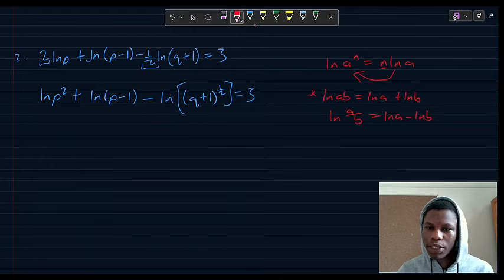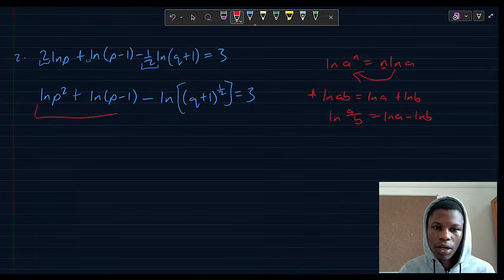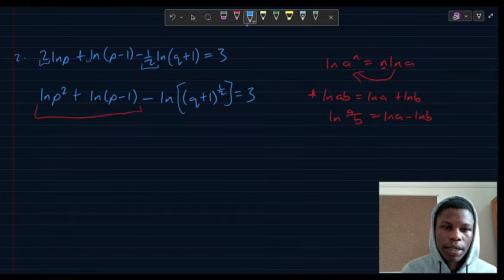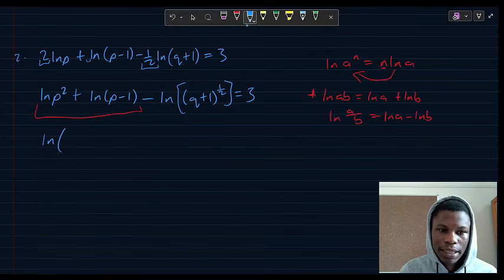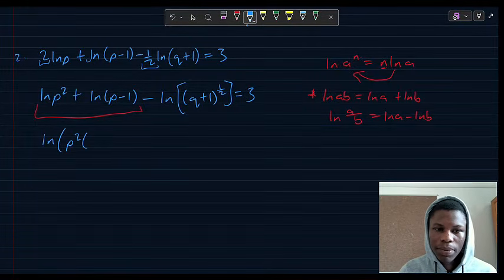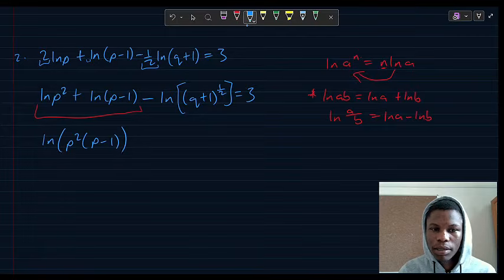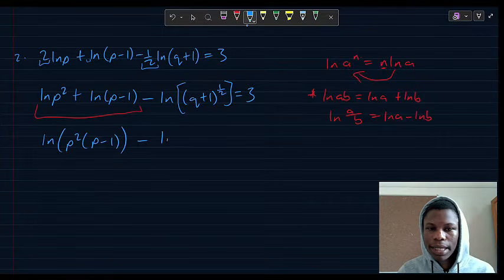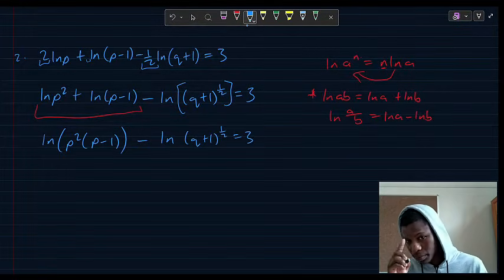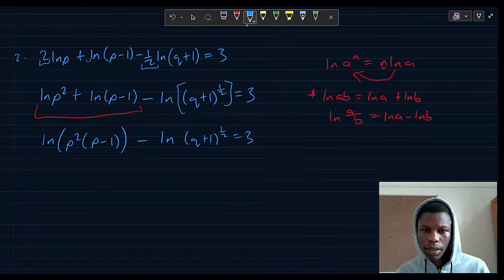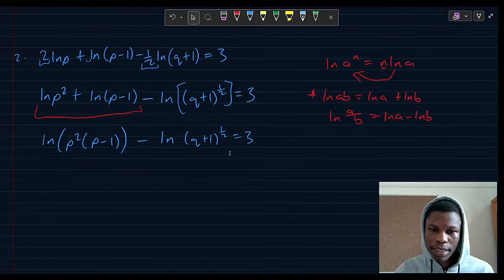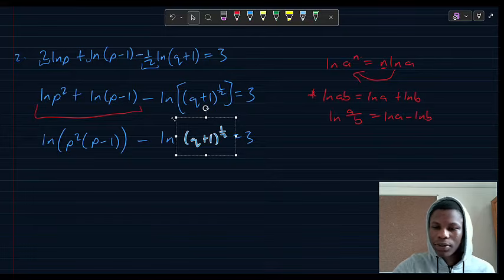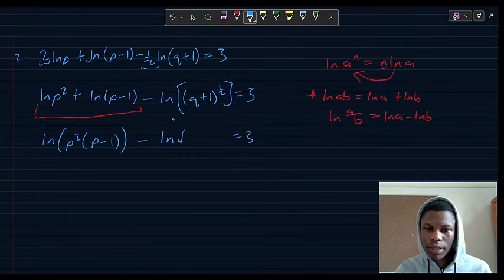So let's start by using this law of logarithms on the first two terms there. So that becomes ln p squared multiplied by p minus 1, minus the ln (q plus 1) to the half is equal to 3. In fact, instead of writing it as the power half, I'll write it as a square root. So ln square root q plus 1, like that.